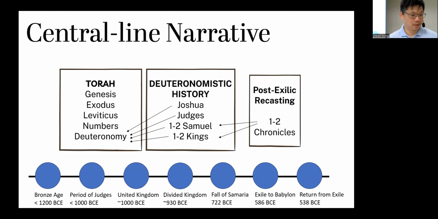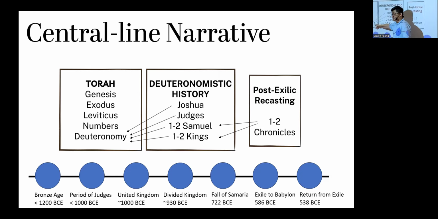Okay, so before we take a break, this is the central line narrative of the Old Testament. That's the Torah: Genesis, Exodus, Leviticus, Numbers, right? And Deuteronomy. Deuteronomy is called the linchpin of the Bible, because these books, Joshua, Judges, Samuel, Kings, are called Deuteronomistic history or Deuteronomic history.